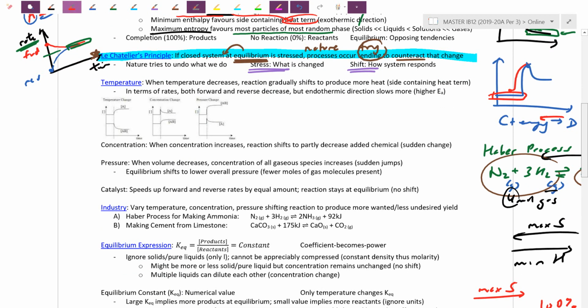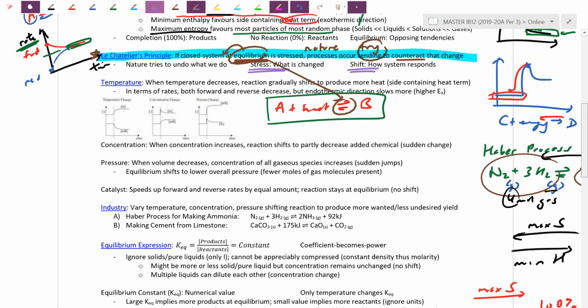When temperature decreases, the reaction gradually shifts to produce the side that has the heat term. So let's imagine I have A plus heat in equilibrium with B. We already know from Le Chatelier that we are at equilibrium, so I don't even need to worry about the entropy and enthalpy stuff. I already have a situation where forward rate equals reverse rate. Now I'm going to come along and heat up the entire box. When I heat up the entire box, A heats up, the heat and the B all heat up. It's just easiest to track.